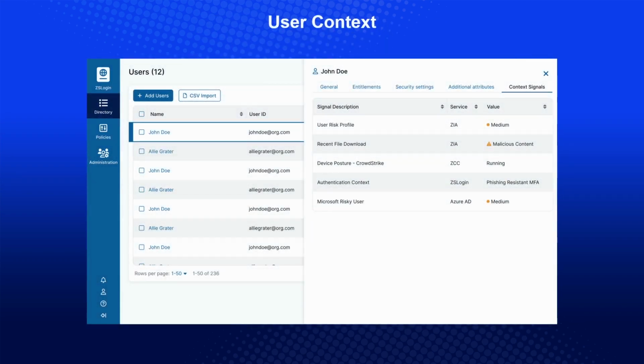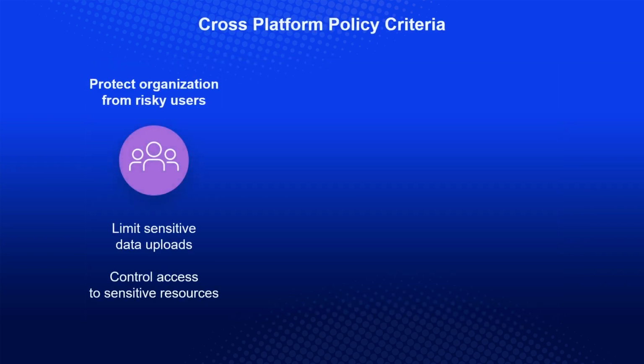What you're looking at here is a user record in ZSLogin. And with the work that we're doing, it's going to make it very easy for us to provide a way for you to centrally review all contextual data about a user in real time. In this case, we're showing examples from ZIA, Client Connector, ZSLogin, and Azure Active Directory. Great, so let's say you want to use this information to protect your organization. Let's say you want to detect risky users and limit their ability to upload sensitive data or access sensitive resources.